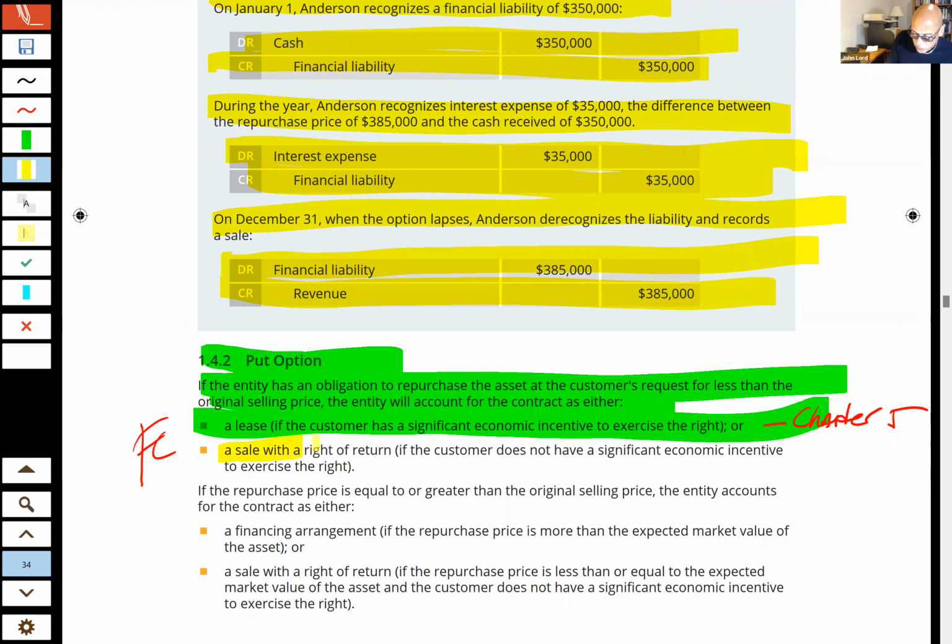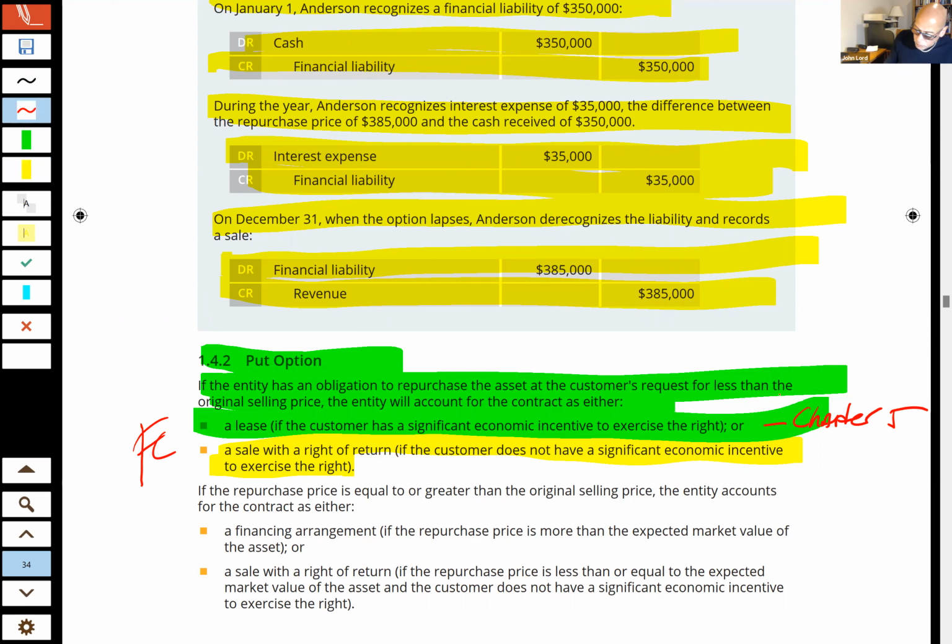A sale with the right to return, if the customer does not have a significant incentive to exercise the right. And we're going to see how to account for sale returns here in a couple of minutes. But that's how you would treat it if the customer does not have a significant economic incentive to exercise the right, and it's for less than the original selling price.